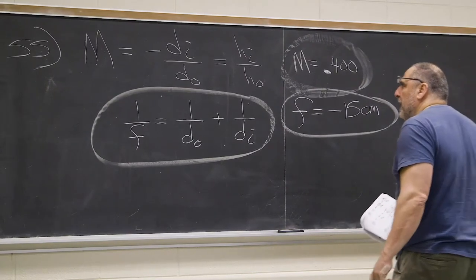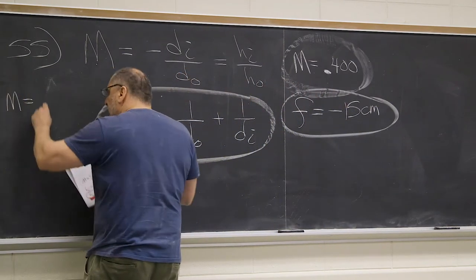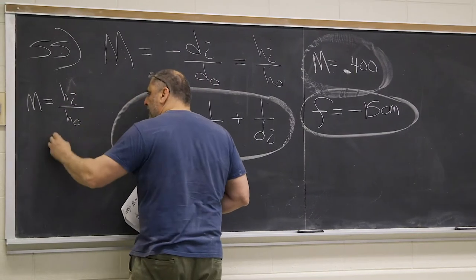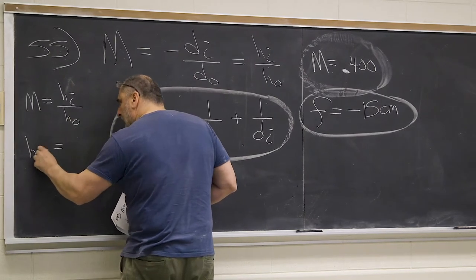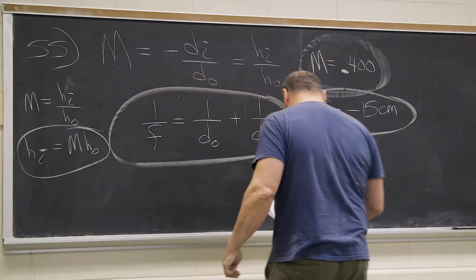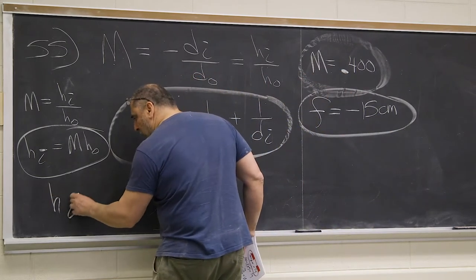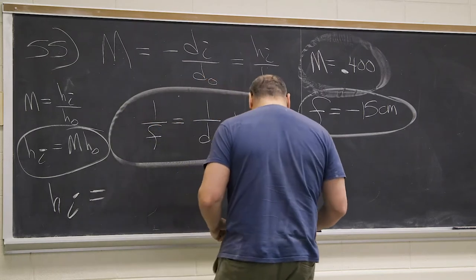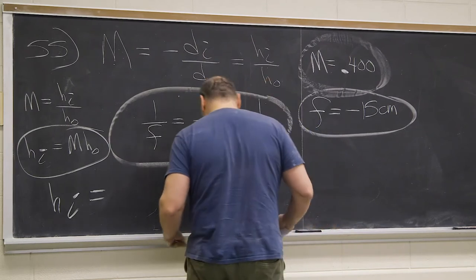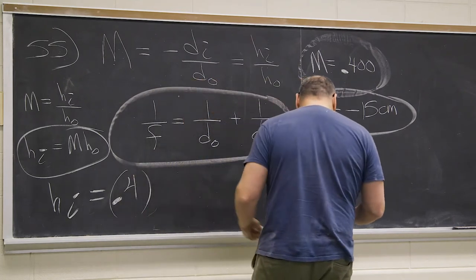Well, if they're going to say the magnification is HI over HO, maybe there's something we can say beyond that. Why don't you solve for HI? M times HO is this right here. Let's just answer a bunch of questions, and if we answer a lot of questions, at some point we're going to answer the questions they actually asked. We've got a magnification of 0.4. Not much of a magnification, but there it is.